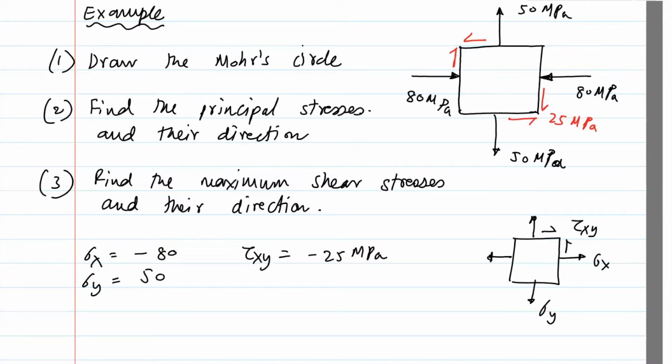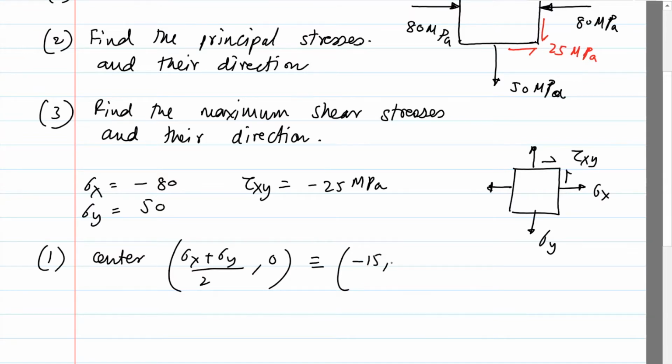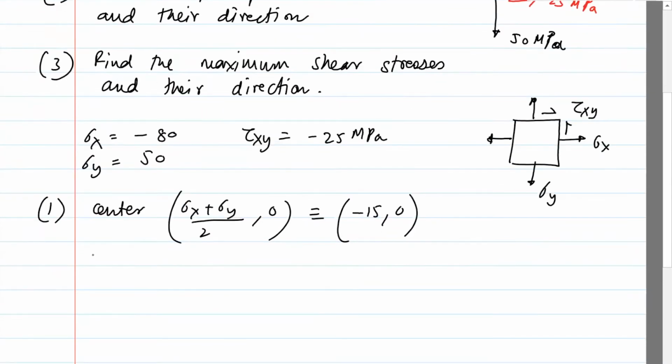Now let's start drawing the Mohr circle. So the center is sigma x plus sigma y divided by 2, 0. And that is minus 80 plus 50 divided by 2. It's, I think, minus 15. And then the radius is sigma x. Wait, minus 80 plus 50? Wouldn't that be like negative 30? Divided by 2. Oh, right.